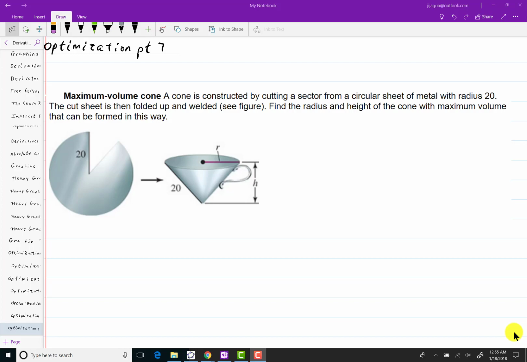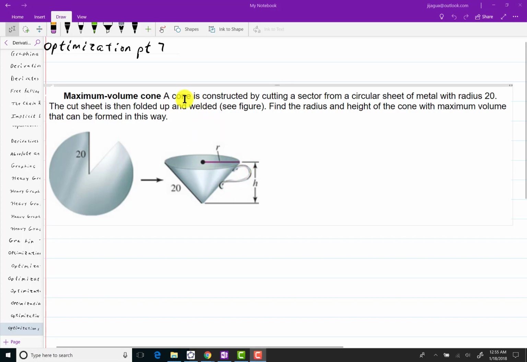Here's another relatively simple problem involving a volume. We want to find the maximum volume cone. Basically, we're going to start with a flat piece of metal, and we're going to cut a notch out of it, like is shown in the picture here. And then we're going to attach this end to this end and form a seam, but when it's bent that way, it will form a cone-shaped, I guess, drinking cup. So you can see what they're doing here.